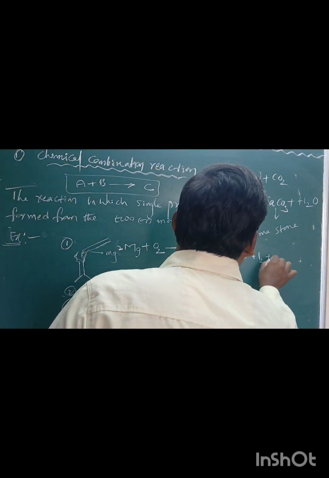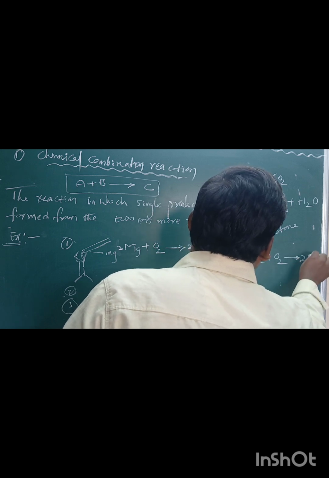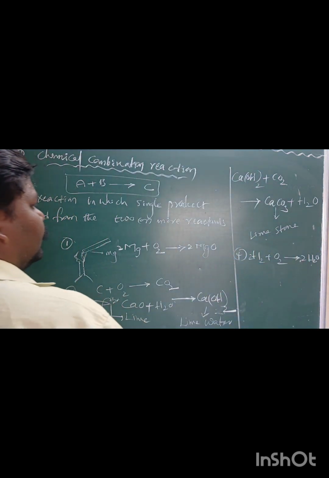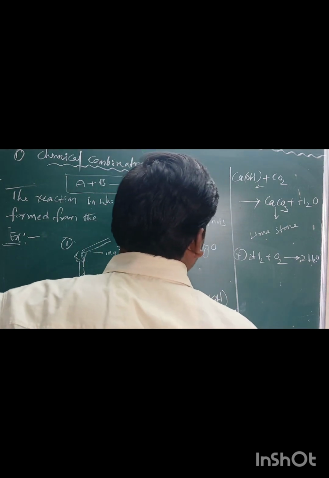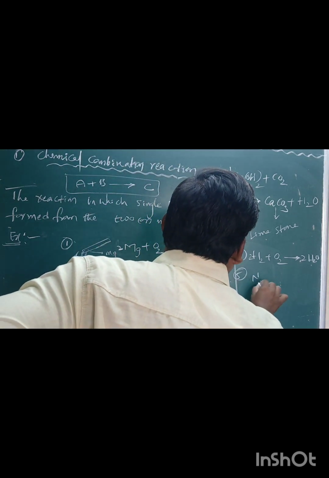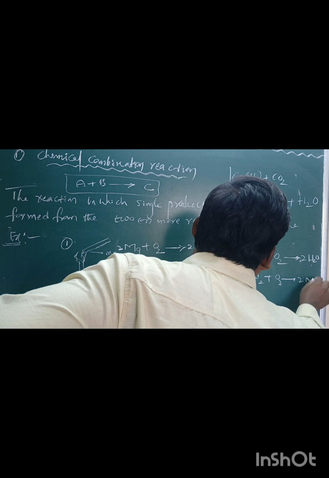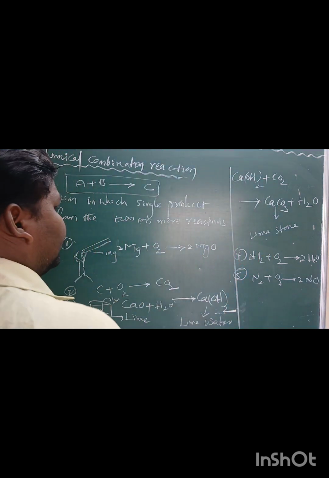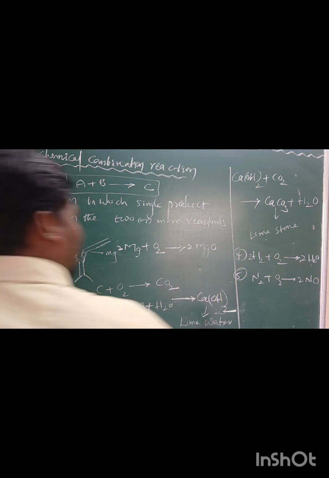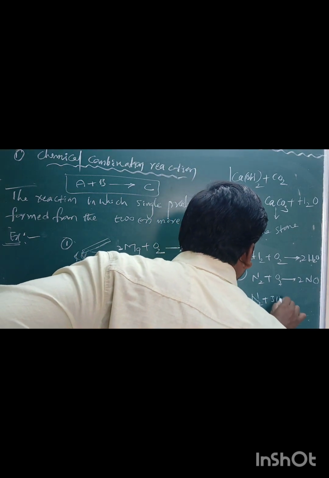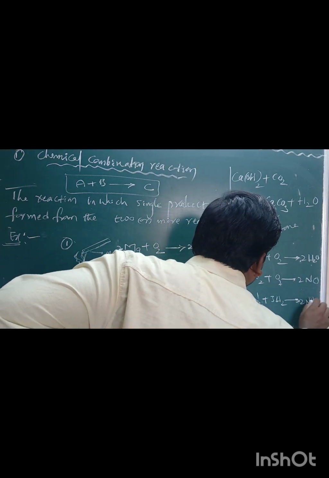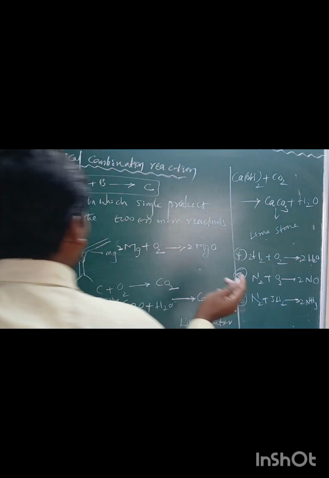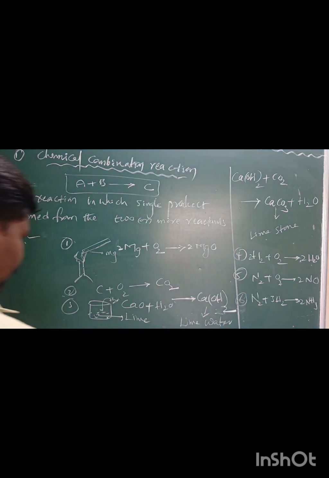For example, H2 plus O2 gives rise to 2H2O. N2 plus O2 gives rise to 2NO, etc. N2 plus H2 gives rise to 2NH3. These are all examples of combination. Any two examples is better. Okay, this is the information about chemical combination reaction. I hope it is clear.